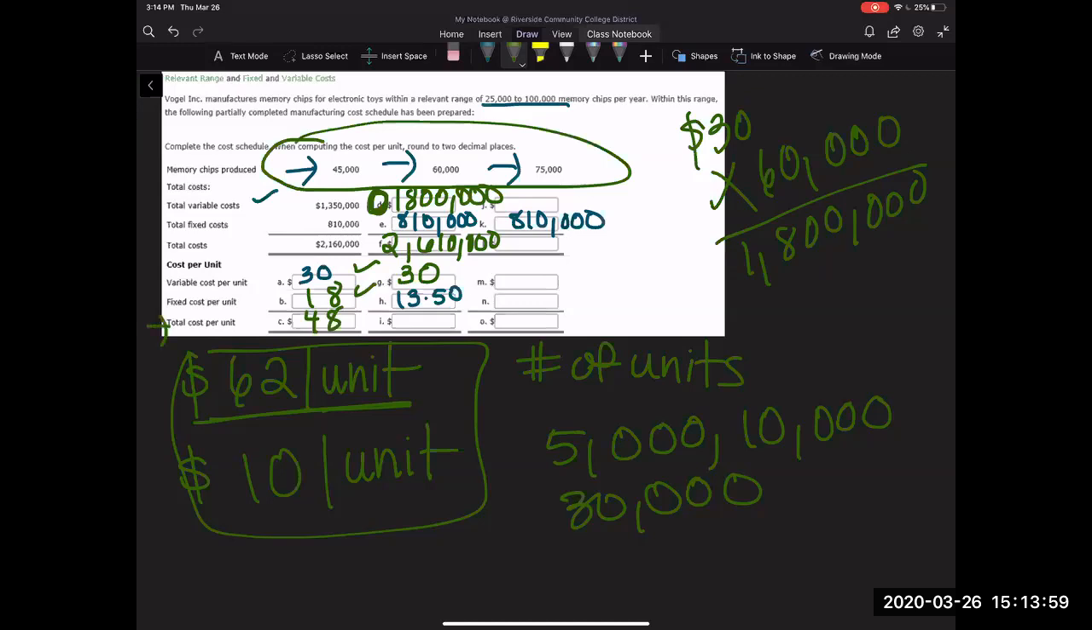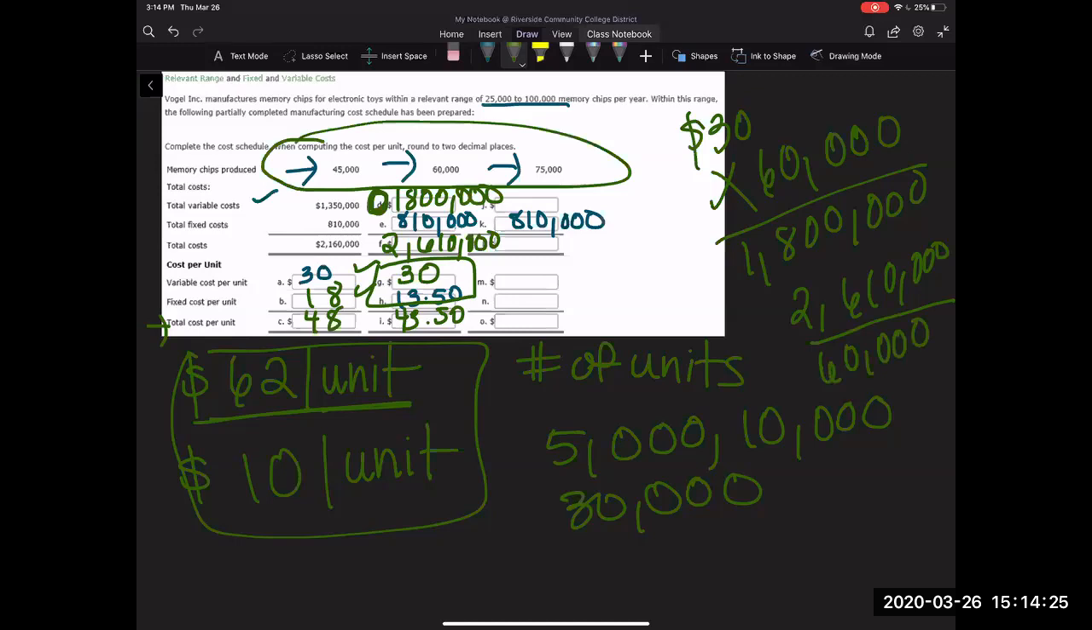Okay. Now, my missing blank is my total cost per unit. My total cost per unit would be, I can add these two numbers together: 30 plus 13.50 comes out to 43.50, okay? Or I can take my 2,610,000 and divide it by the total number of units I produced, which was 60,000 units, and I would come up with the same answer.